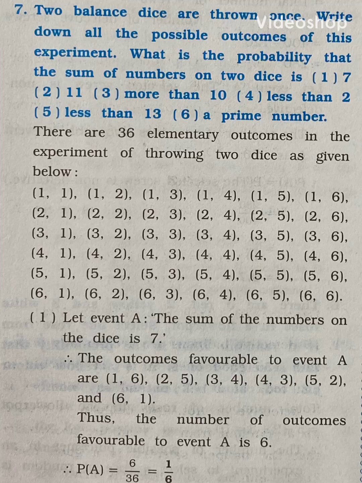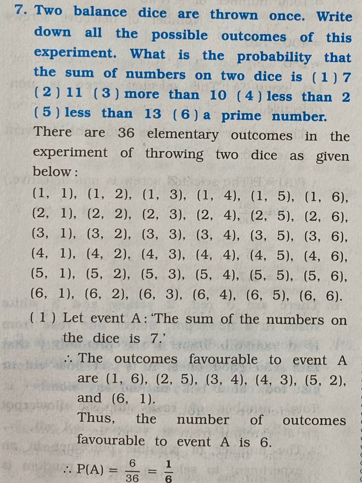Welcome back, students. Let us continue with some more examples of probability. Two balanced dice are thrown once. Write down all possible outcomes of this experiment. What is the probability that the sum of numbers on two dice is 7, 11, more than 10, less than 2, less than 13, and a prime number?